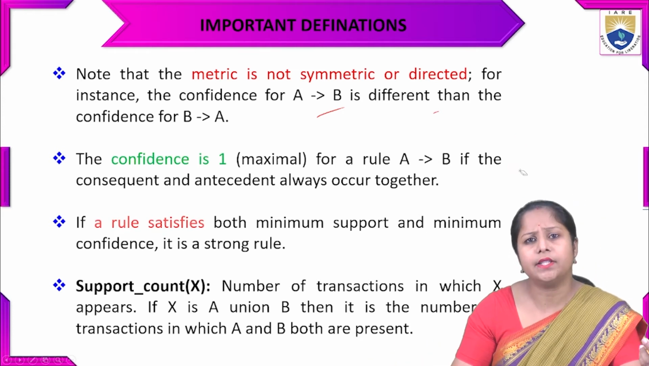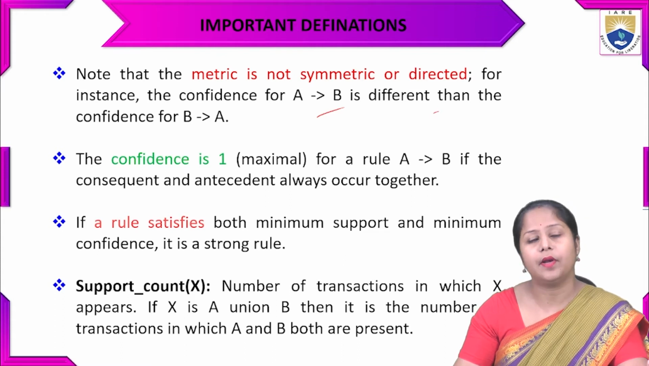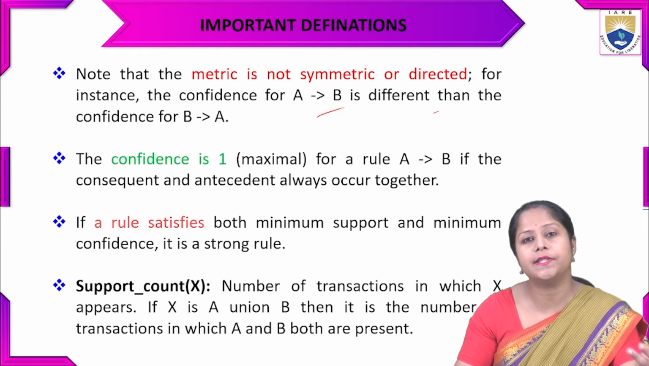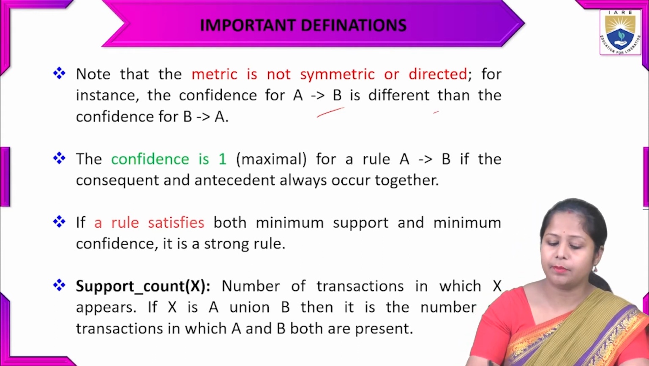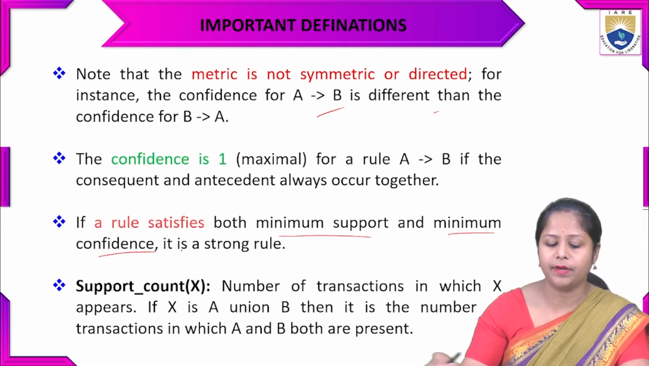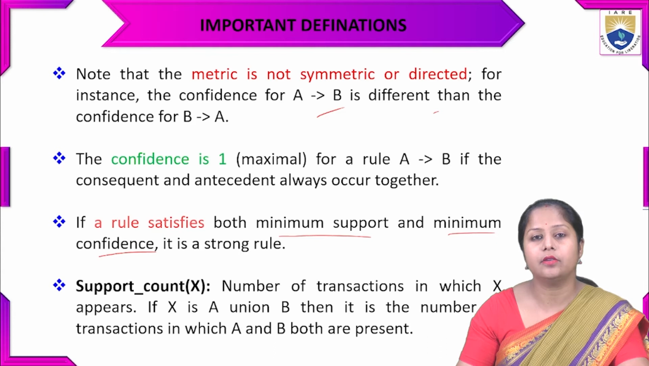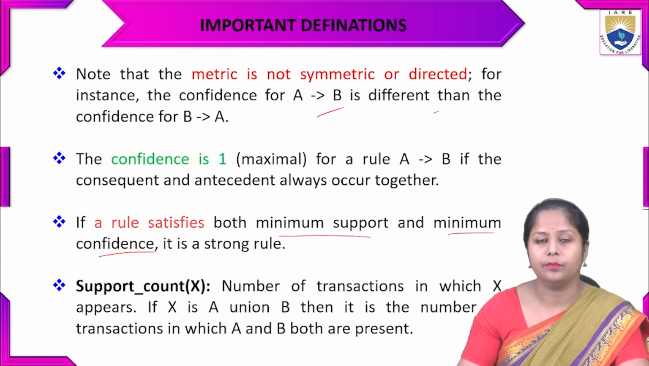The third rule is if a rule satisfies both the minimum support and the minimum confidence, I am telling for support also and for confidence also. If both are satisfied, the rule will be a strong rule. That rule will be called a strong rule, right?